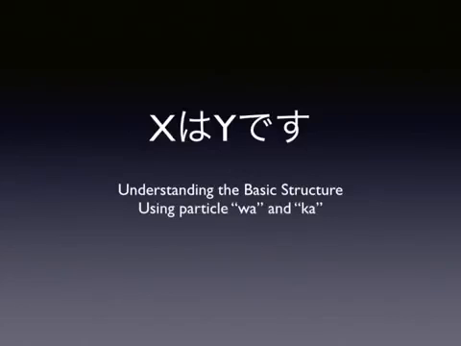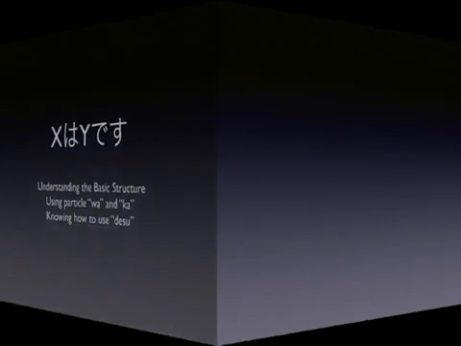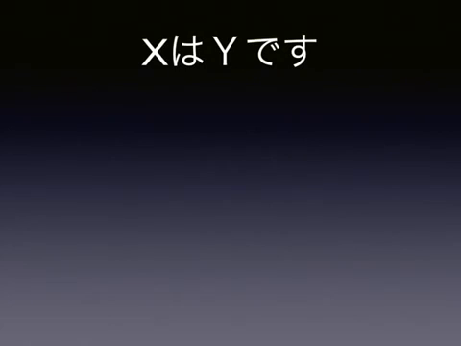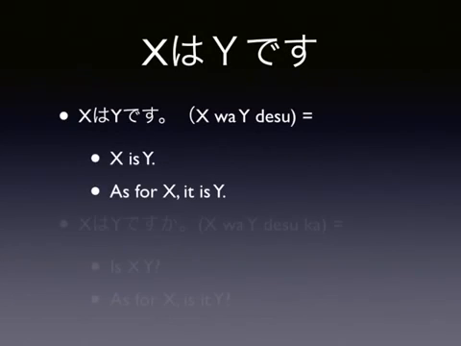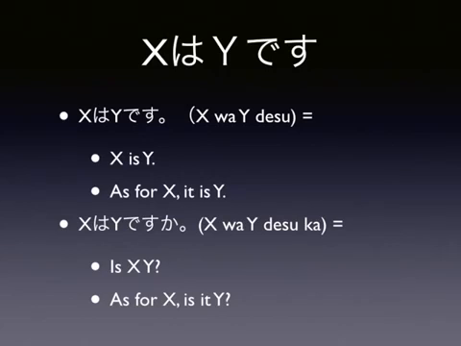は Y です。In this presentation, you'll learn the basic structure X は Y です。Also, you'll explore particles such as は and か。Lastly, you're going to learn how to use this. X は Y です。X は Y ですか？ X indicates the subject or main topic and Y indicates the thing or things describing X.